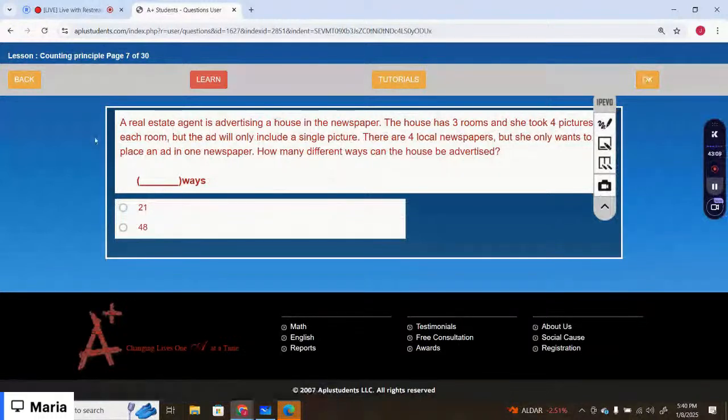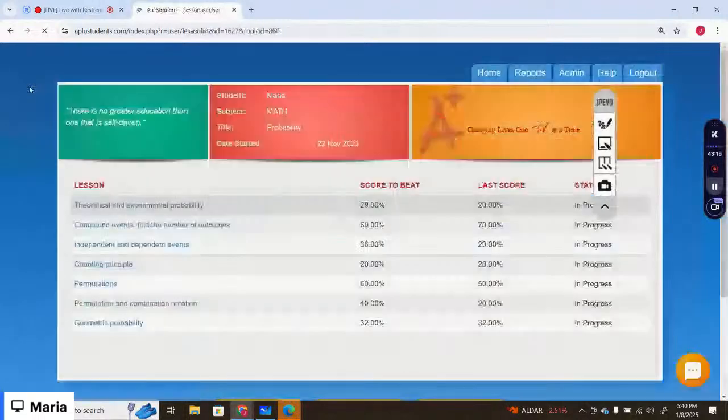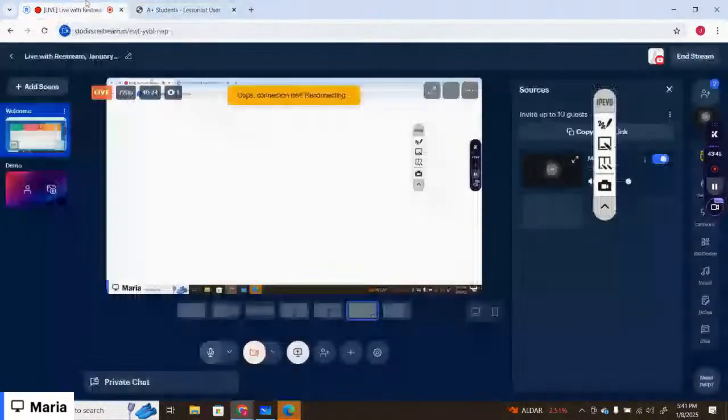Okay, you can complete the lesson by yourself later today. So, we were working on grade 10 math. The chapter we were working on is probability. The lessons we have covered today are theoretical and experimental probability, compound events, find the number of outcomes, independent and dependent events, and counting principles. So please make sure before the next session you complete all the practice questions for the lessons we just did. That is your homework until the next session.